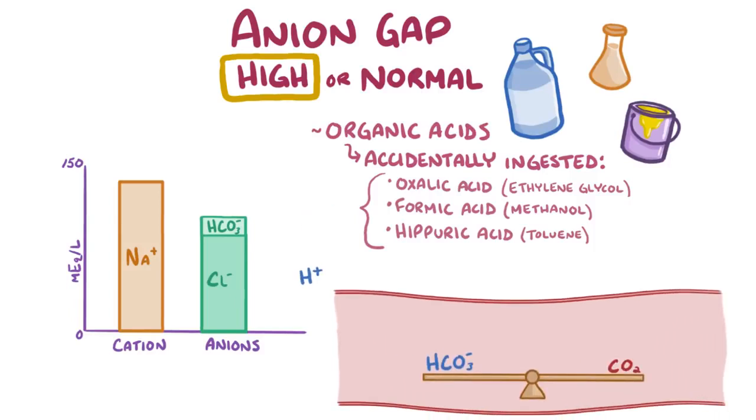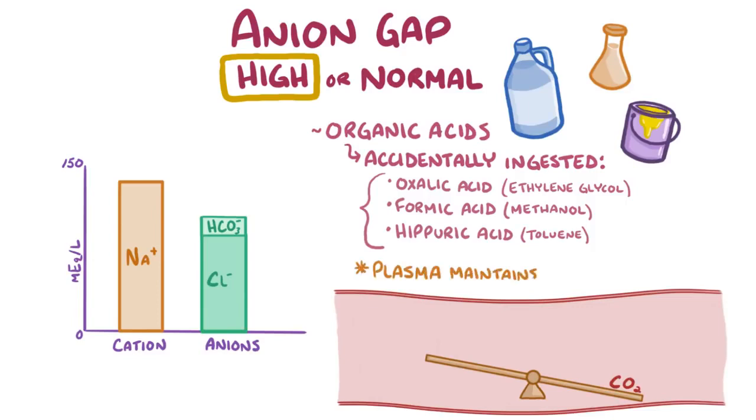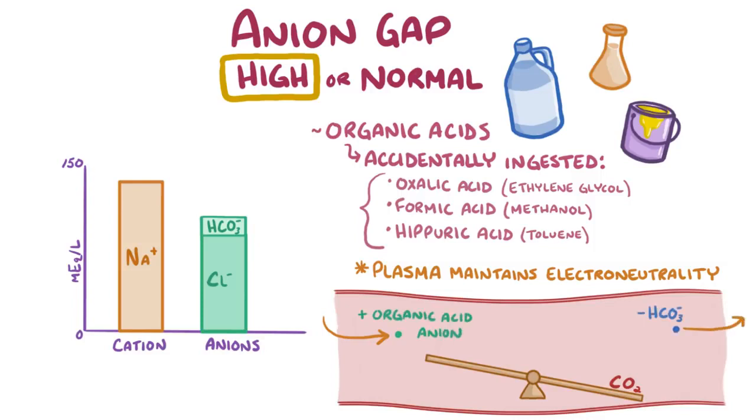The released protons attach to bicarbonate ions floating around, which decreases its plasma concentration and shifts the pH towards the acidic range. The key here is that the plasma maintains its electroneutrality, because for each new negatively charged organic acid anion, there's one less bicarbonate ion. And because the organic acid anions are not part of the anion gap equation, the anion gap will be high.